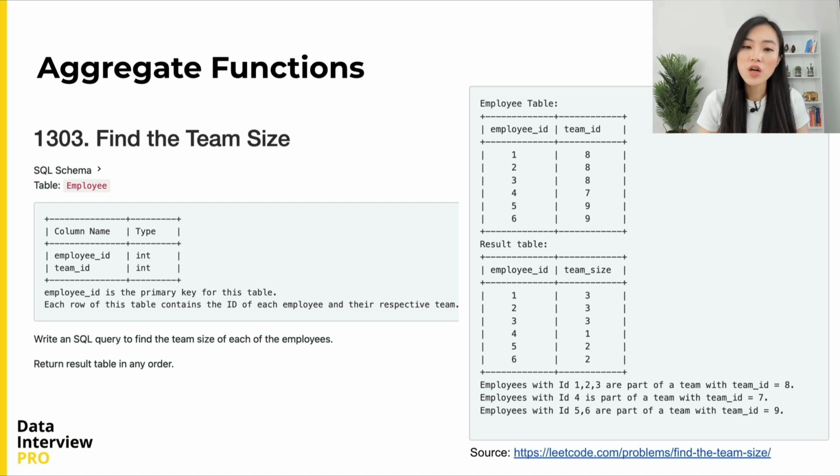We have a table called employee which contains employee ID and team ID. Employee ID is the ID of each employee and it's a primary key of this table. Team ID is the ID of the team where the employee belongs. The requirement is to output a table that contains each employee ID and the size of the team. From the initial table, we know the employee ID and the team ID, so we just need to get the size of each team, then we're able to solve the problem.